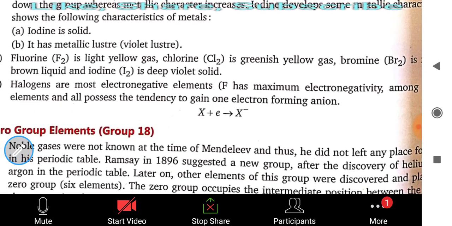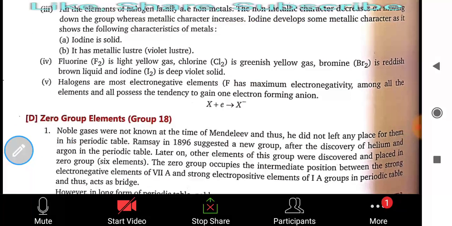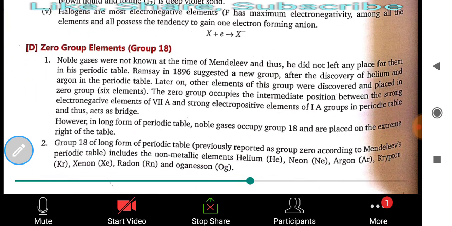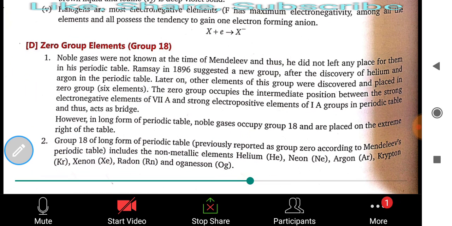Halogens are the most electronegative elements. Fluorine has maximum electronegativity among elements and all possess the tendency to gain one electron forming an anion. So the most electronegative element of group 17 is fluorine, and it has a great tendency to accept an electron. Now I hope you understand till here. Any confusion till here? Okay.